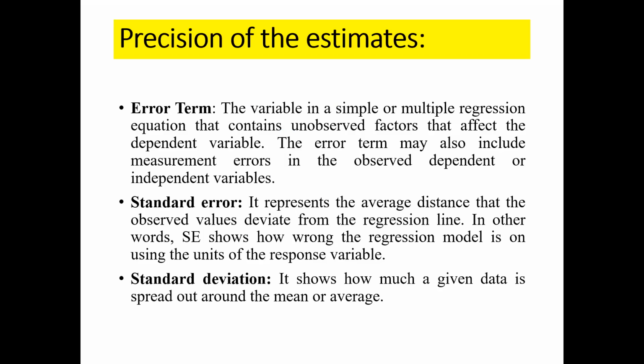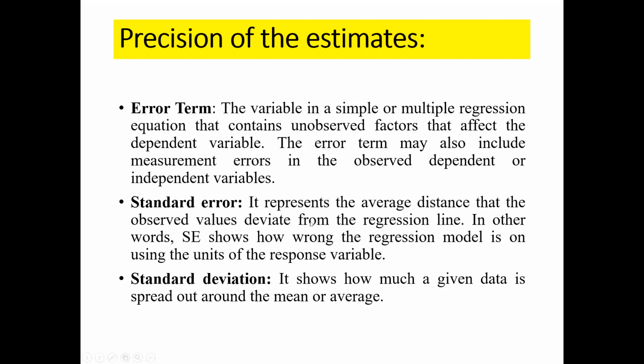Okay, now as I was telling you, we should understand the error term, standard error and standard deviation, and how they are different. First, the error term. As I told you in the previous discussions, this error term represents all those variables which are omitted in the model. The effect of all the omitted variables will be captured by the error term. So this is the error term.